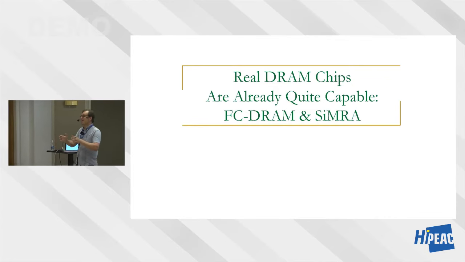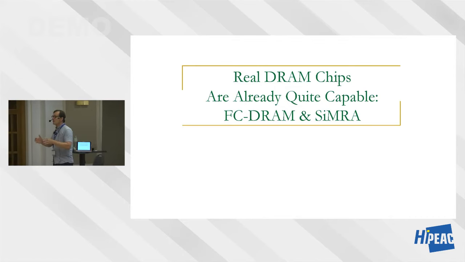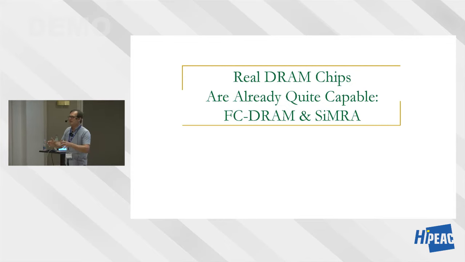Now that said, we also did some work to see, can you actually do some of these operations on real DRAM chips? This is the really fascinating part for me. Real DRAM chips are already quite capable. I showed you earlier that they can perform RowClone. They can do row copy and row initialization operations with almost 100% reliability, 99.99% actually. I'll show you some more on that.